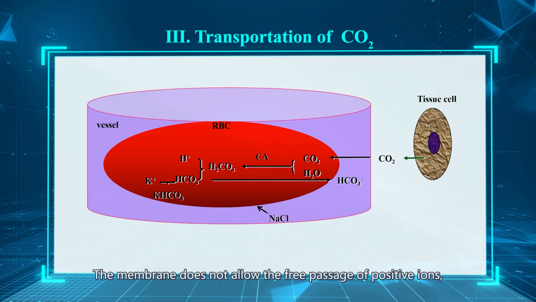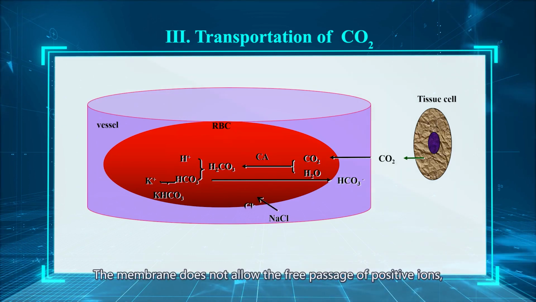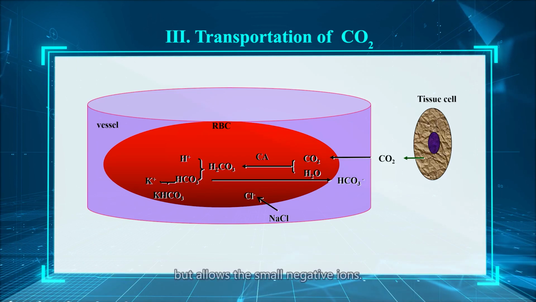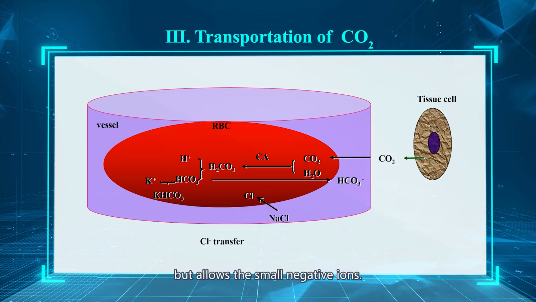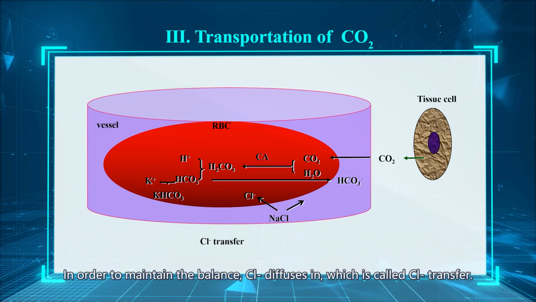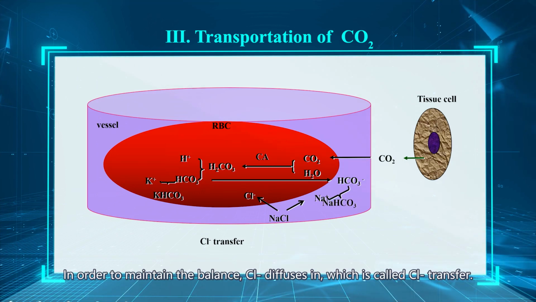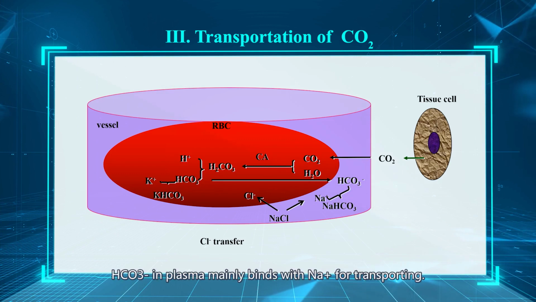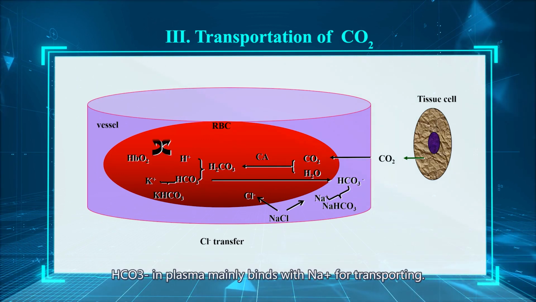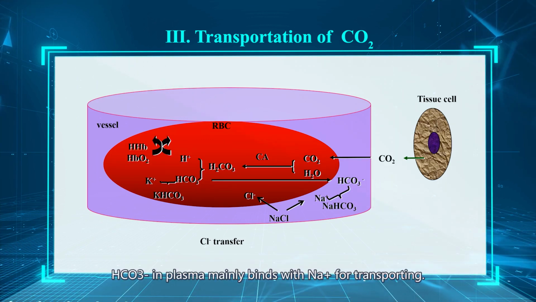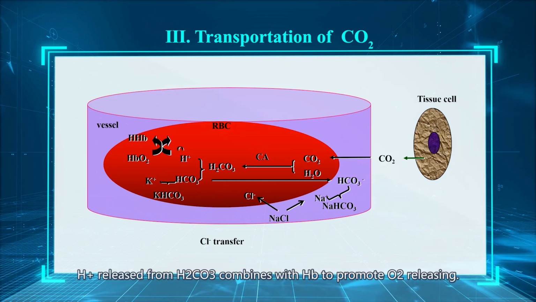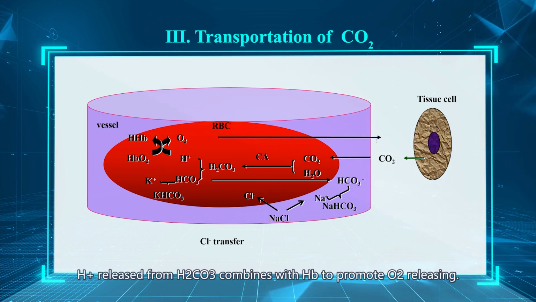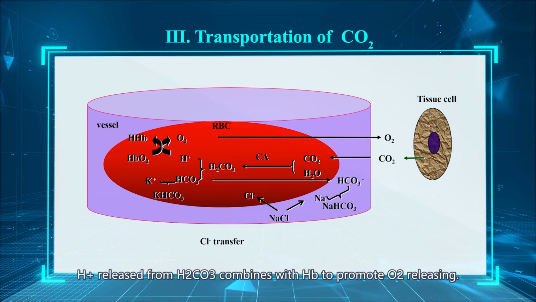The membrane does not allow the free passage of positive ions, but allows small negative ions. In order to maintain the balance, chloride diffuses in, which is called chloride shift. Bicarbonate in plasma mainly binds with sodium for transporting. Hydrogen released from carbonic acid combines with hemoglobin to promote the releasing of oxygen.